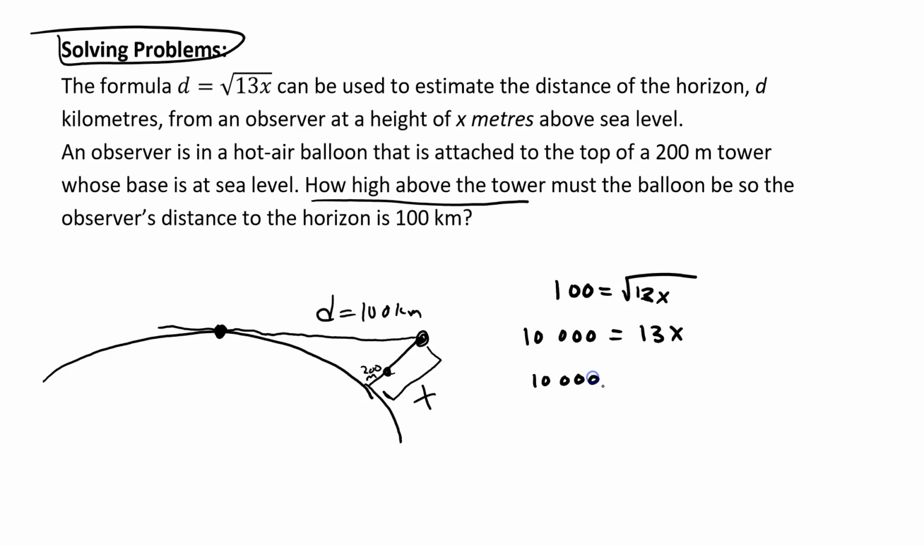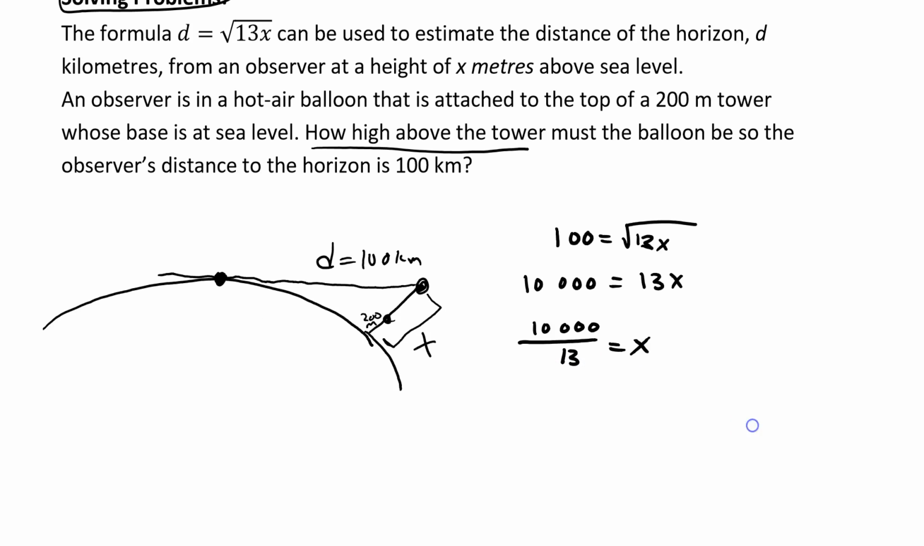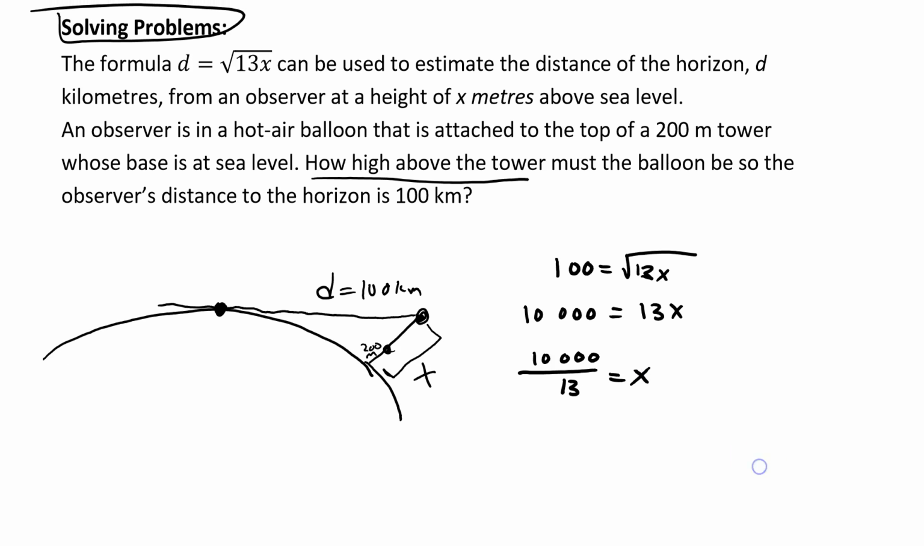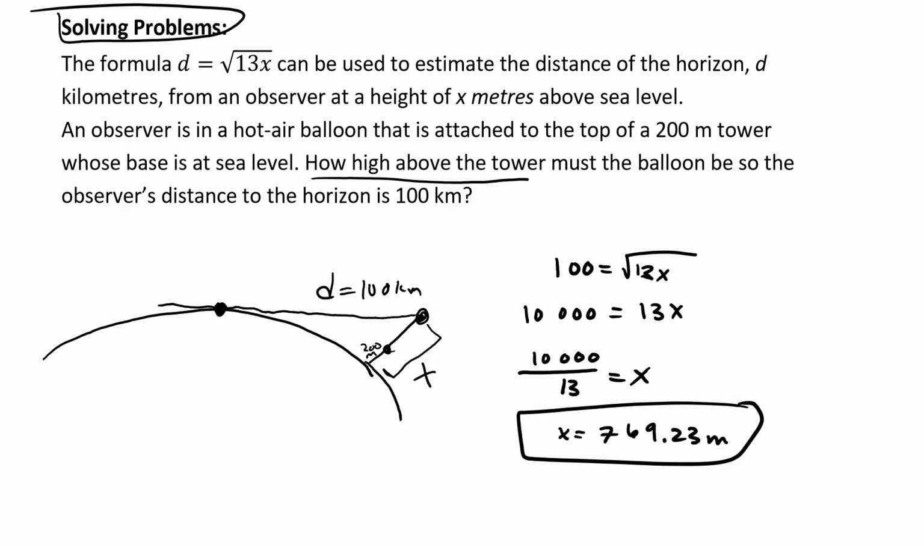10,000 over 13 equals x. So as a decimal, what we would say is x equals 769.23 meters. However, it says how high above the tower, and the tower has a height of 200 meters. So I know that my full x is 769.